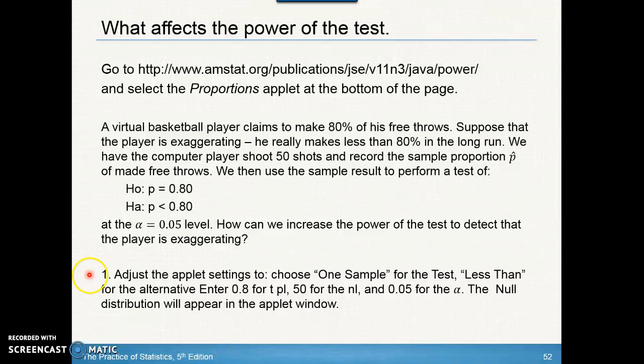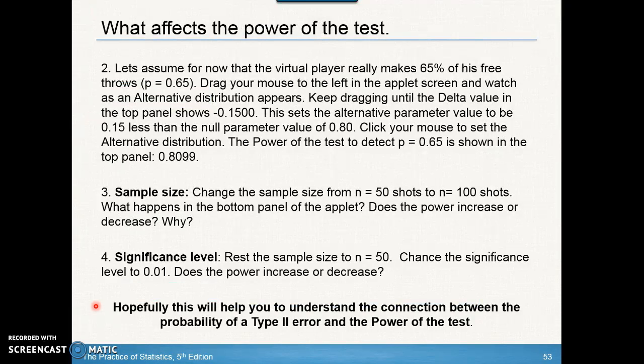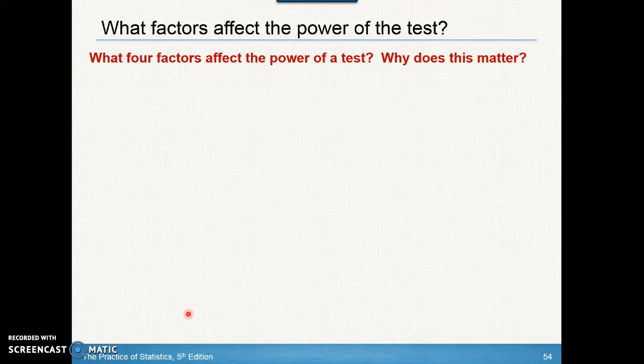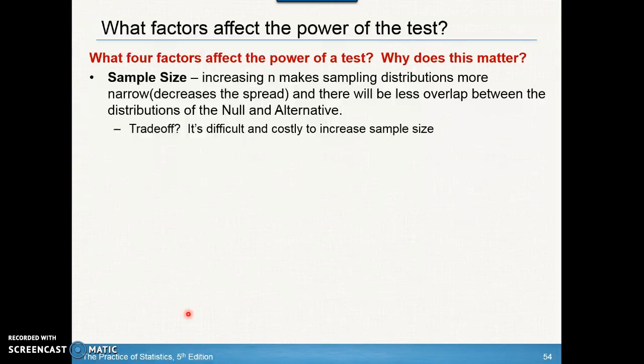So what I'd like you to do is just go ahead and take a look at these questions on the applet and see how you do, and see if you can figure out what exactly affects the power of the test. Okay, so go ahead and just take a look at questions 2, 3, and 4. And then hopefully this will help you understand the connection between the probability of a type 2 error and the power of the test. Okay, so now that you've done that, let's just take a look at what exactly are the 4 factors that affect the power of the test, and why does this matter, and what can you do to make sure that you have the ability to reject the null when you need to.